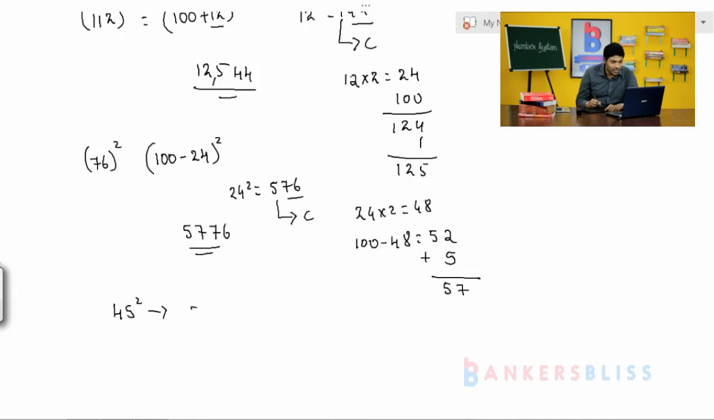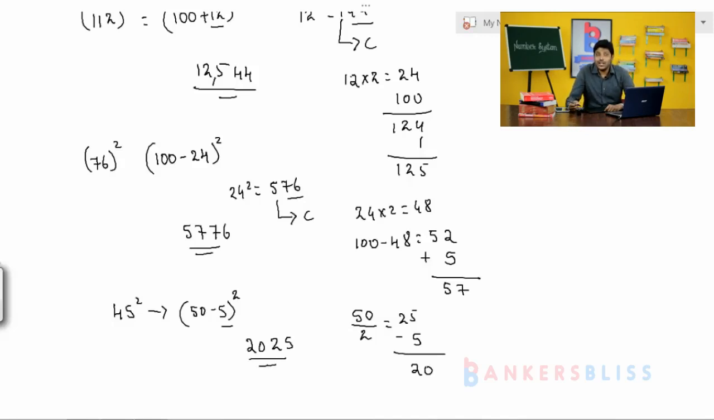So how can I write it? 50 minus 5, whole square. Now 5 square is 25. Always you have to write two digits. Next, half of 50 is how much? That is 25. Next, what is the sign here? Minus. So 25 minus 5, that is 20. So the answer is 2025.